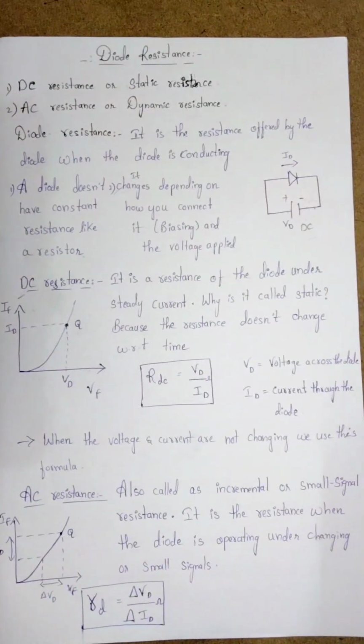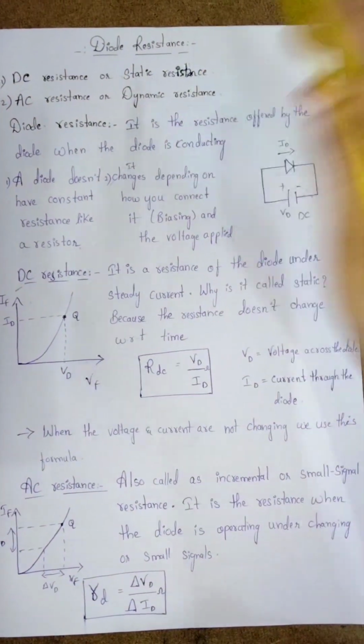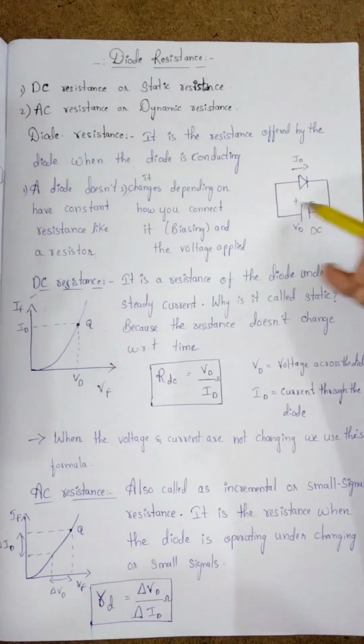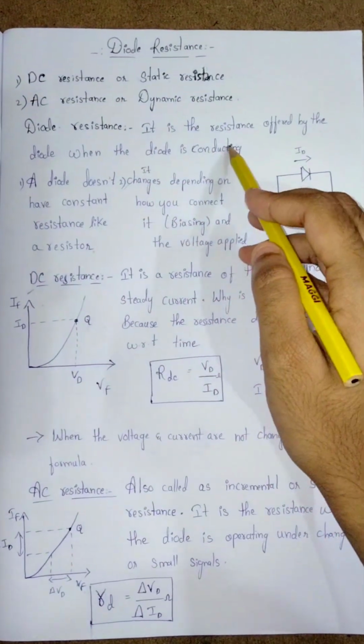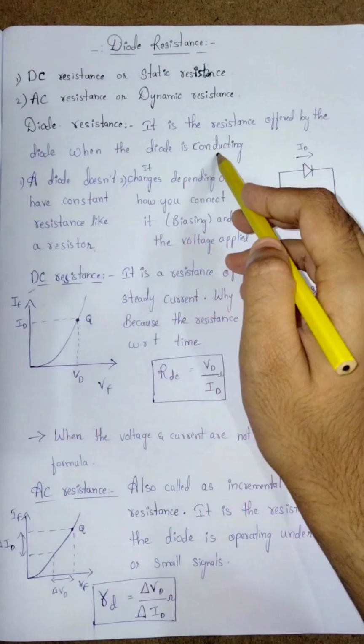Everyone, today we'll be seeing about diode resistance. So first of all, let us see what is diode resistance. It is the resistance offered by the diode when the diode is conducting.